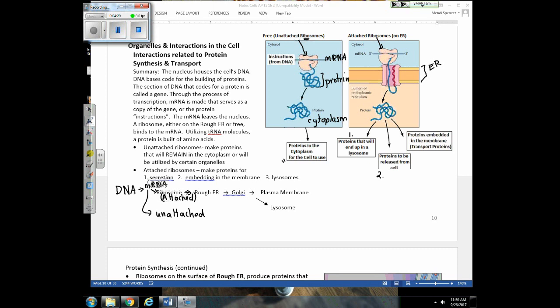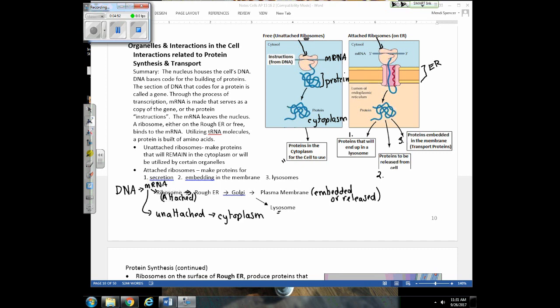And some of these proteins might end up being things like the transport proteins and the marker proteins that are embedded in the phospholipid bilayer of the cell. So again, to summarize, your attached ribosomes are going to end up making proteins that can be embedded in the membrane or released. It's also making proteins that can end up in lysosomes, whereas your unattached ribosomes are going to make proteins that are going to be simply released into the cytoplasm.